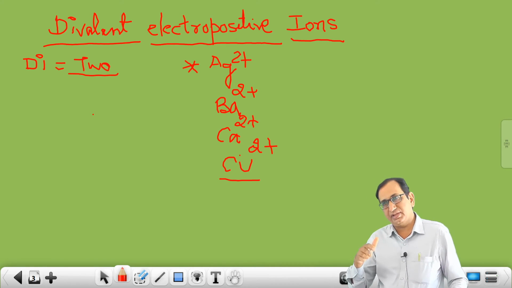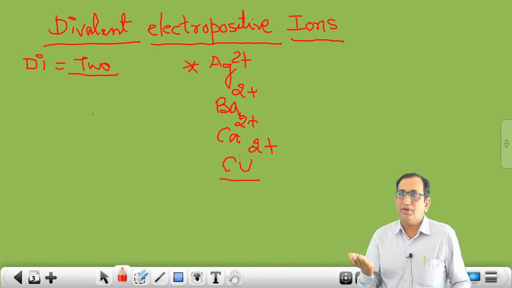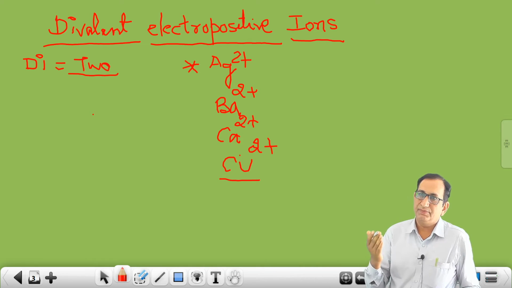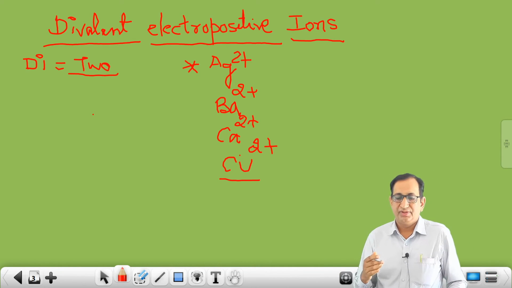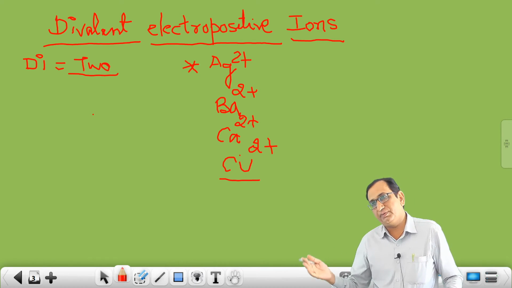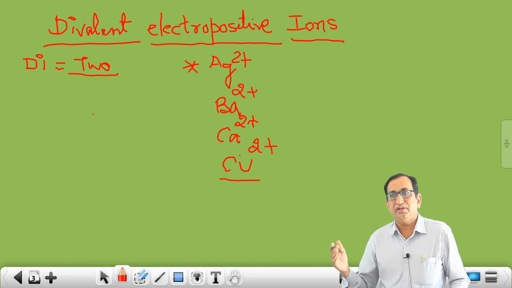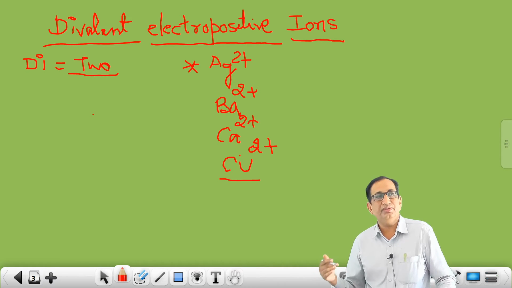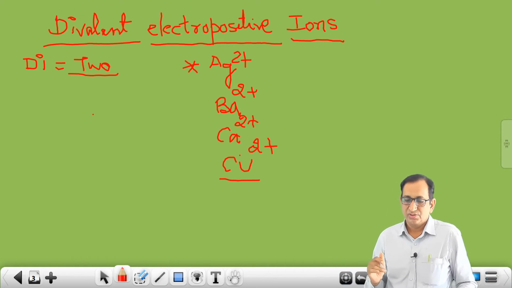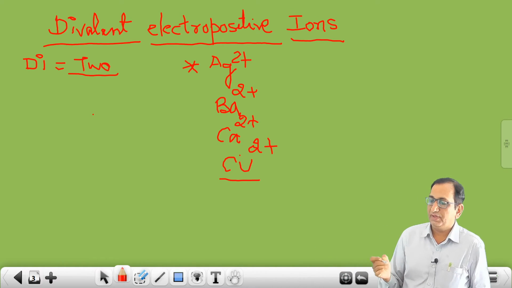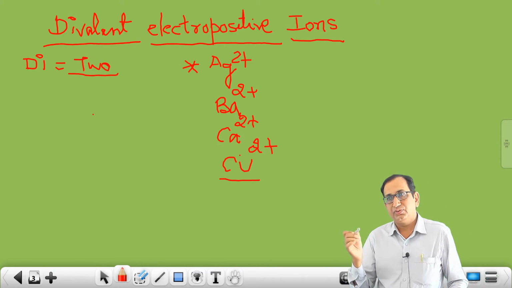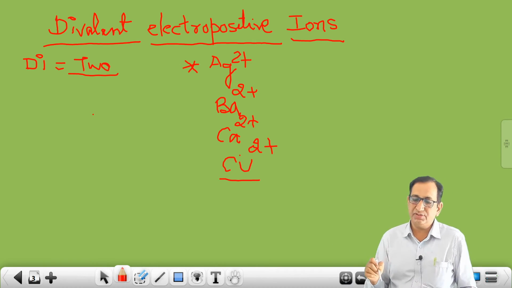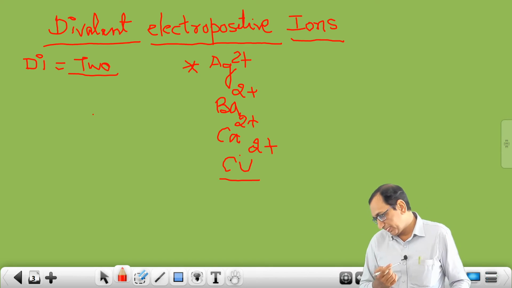If the valency is comparatively less, you have to write the suffix ous, and if the valency is comparatively more, then as a suffix you have to write ic. So here cupric has valency 2. If copper has 1 valency, you call it cuprous. If valency is 2, then cupric.